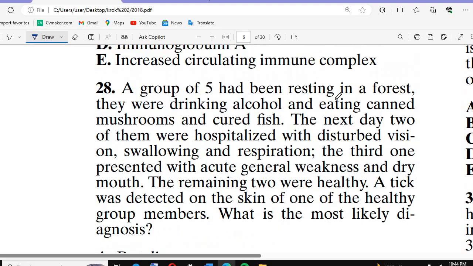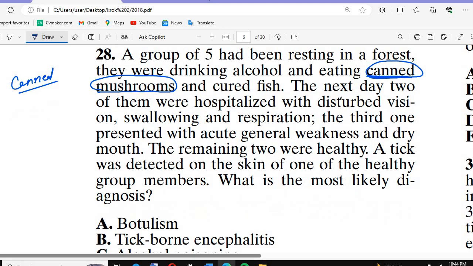Next: a group of 5 went to a forest. They were drinking alcohol and eating canned mushroom. Remember the keyword for the KROK exams: if you get canned food, canned mushroom, or canned fish, then most probably, 99%, the answer will be botulism. But first read the full question and then answer.